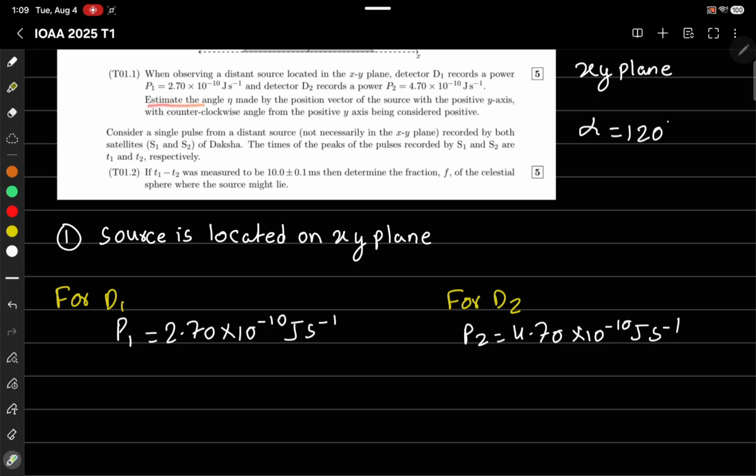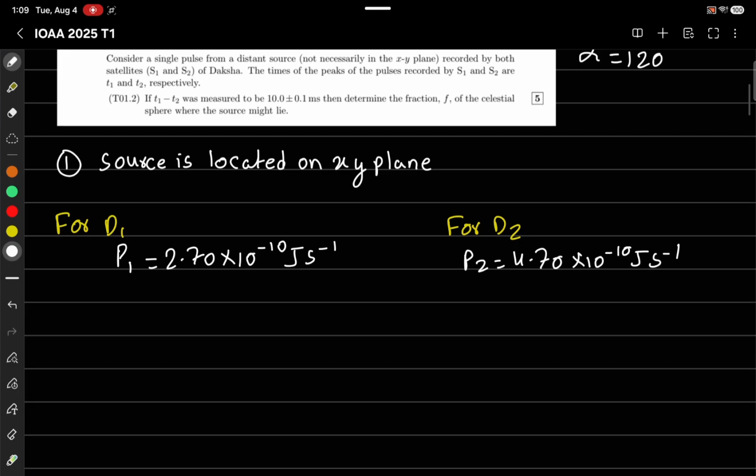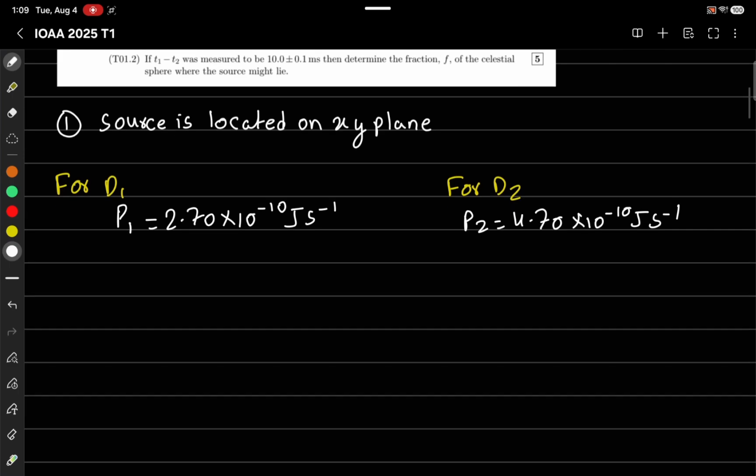Now the question says that we need to find the angle eta made by the position vector of the source with the positive y-axis, with the counterclockwise angle from the positive y-axis being considered positive. So I need to find the angle made by the position vector. Okay, so this is a vector question. So there is a concept of resolving a vector.